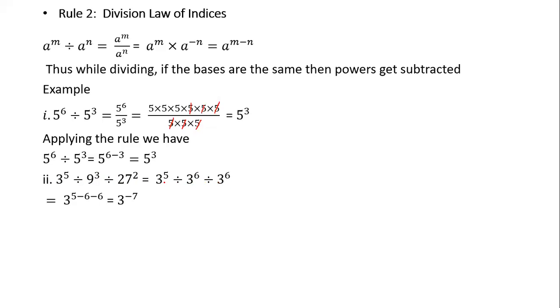So now the bases are the same, so we can take one of the bases, the 3 here. Then we subtract the powers. So it becomes 5 minus 6 minus 6. And the answer becomes 3 power negative 7.